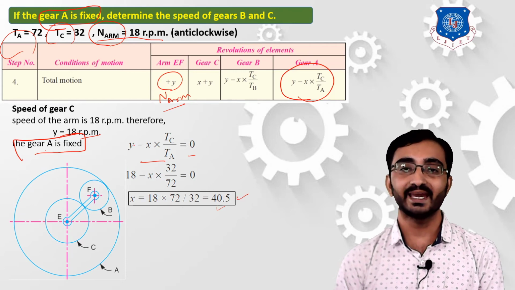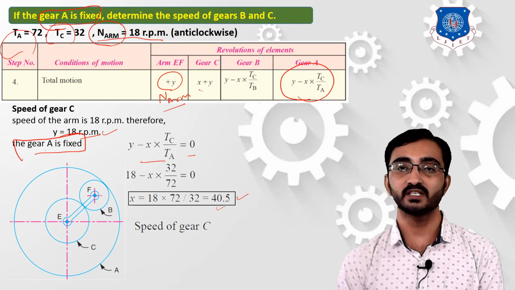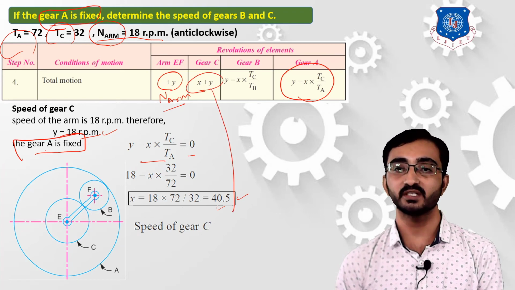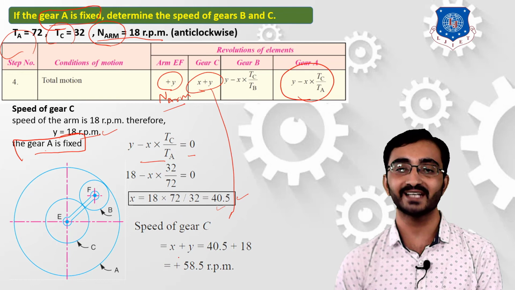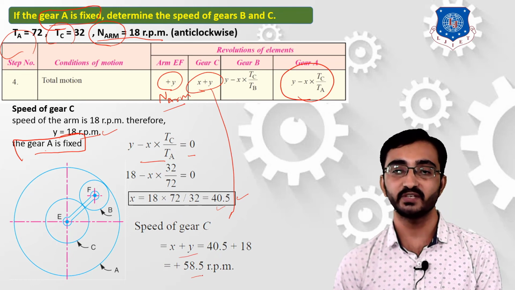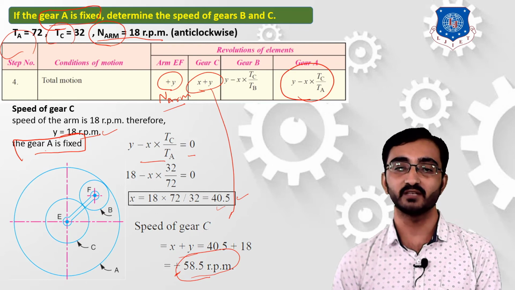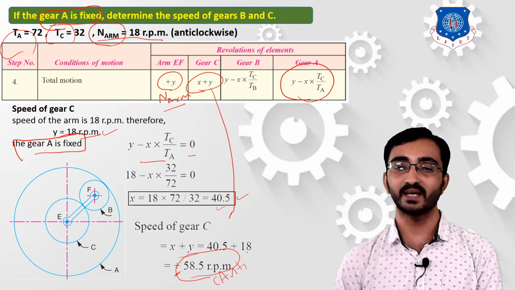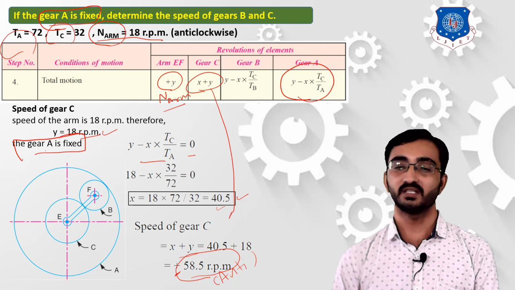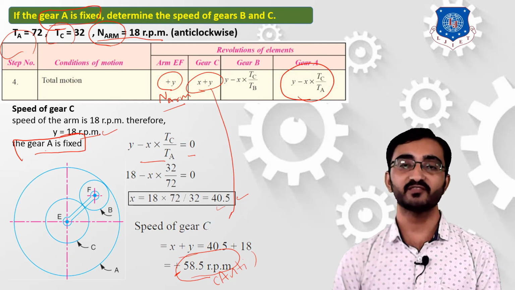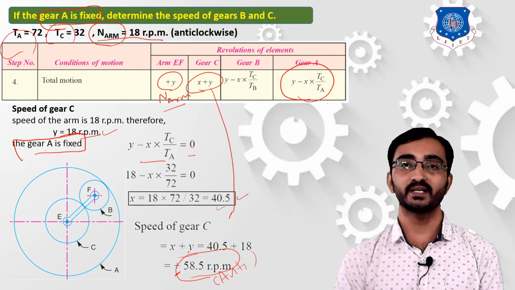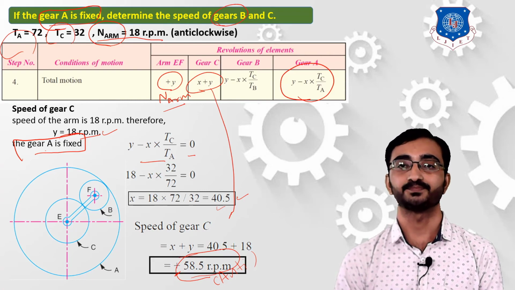After getting this value of x and y, we can simply say that the speed of gear C is equal to x plus y from this table. So we can write down that x plus y is equal to 58.5 rpm. Now over here your answer is positive, so you can simply say that it is rotating in anti-clockwise direction. Okay, so this is a simple procedure. Now let's find out the second component, that is the speed of gear B.